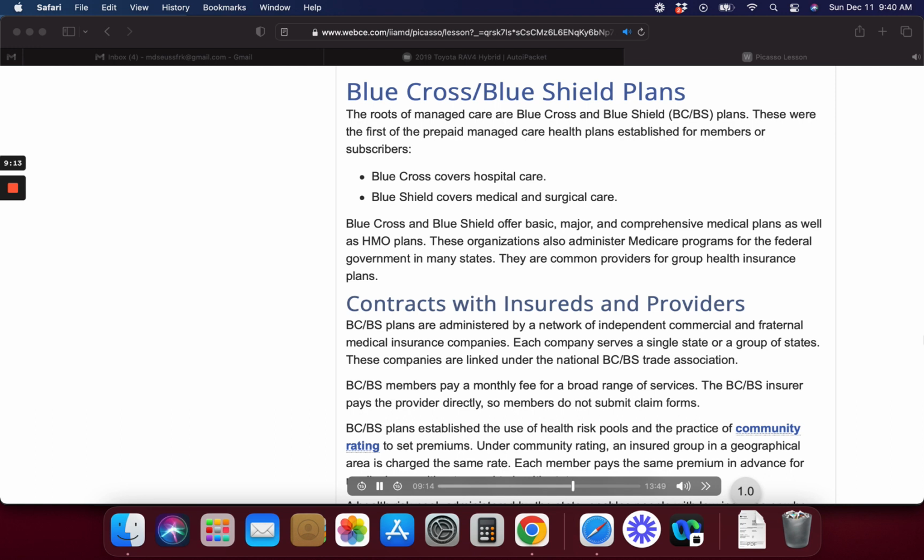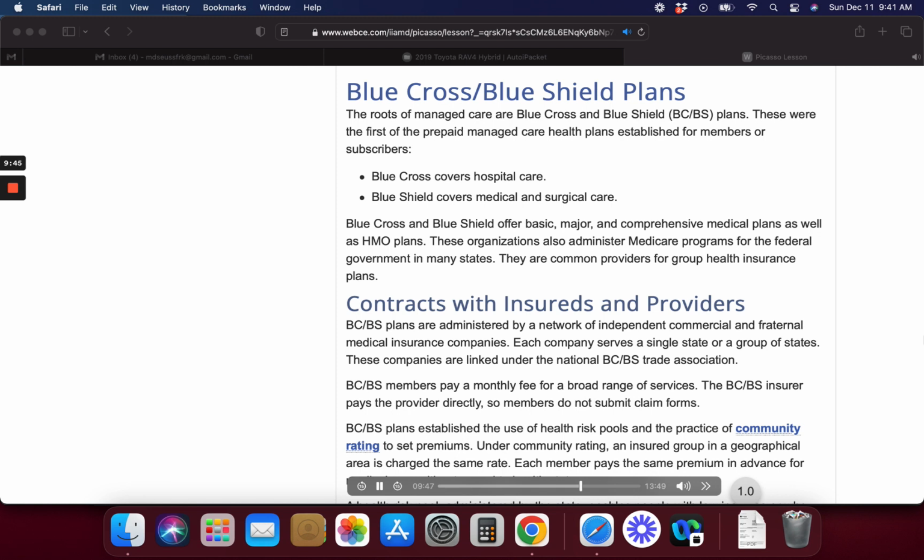Contracts with insureds and providers. BC/BS plans are administered by a network of independent commercial and fraternal medical insurance companies. Each company serves a single state or a group of states. These companies are linked under the National BC/BS Trade Association. BC/BS members pay a monthly fee for a broad range of services. The BC/BS insurer pays the provider directly, so members do not submit claim forms.